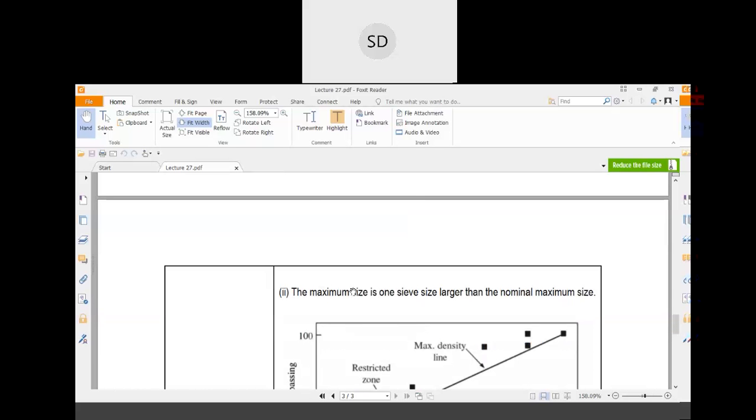The maximum size is one sieve size larger than the nominal maximum size. So for the maximum sieve size, if there are different sieve sizes, you have to find out the nominal sizes. Nominal sizes would basically be the sieve sizes where the percentage retained is more than 10%. From these different nominal sizes, you have to find out which one is the maximum one, and your maximum size would be one size larger than the maximum nominal size.